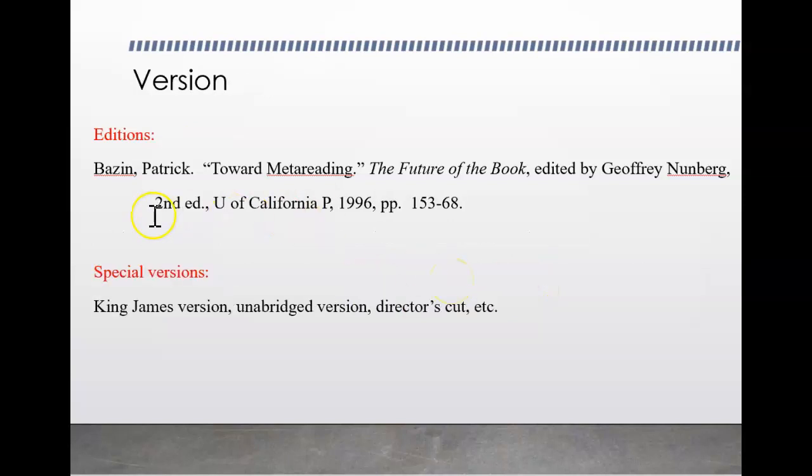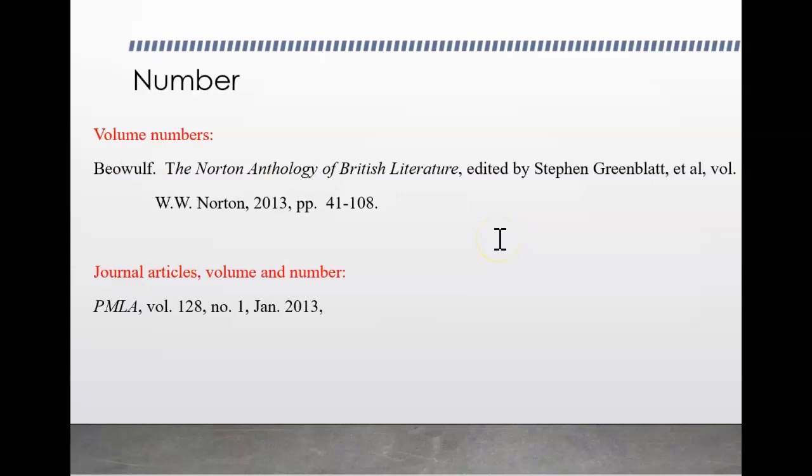Now, version might be something, as I said before, like second edition, or maybe King James Version, if you're quoting a biblical source, unabridged version, director's cut, etc., or other ways that you might define that. Again, rarely is that going to come up in the kind of sources we're looking for this next article.